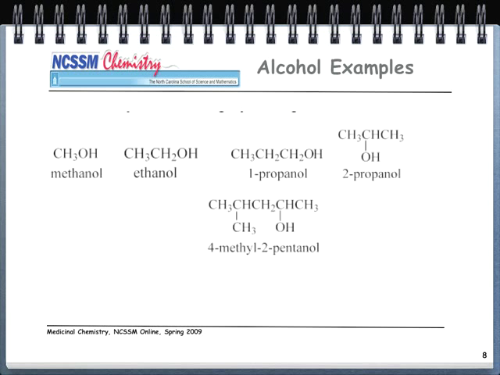The next compound down is a 4-methyl-2-pentanol. I count my longest chain, 1, 2, 3, 4, 5. And where's the alcohol attached? The alcohol is on carbon 2, and the methyl group is attached to carbon 4. Okay, and for these functional groups, you want to attach the functional group to the lowest carbon possible. So that's why we put the OL on carbon 2, and we put the methyl group on carbon 4.